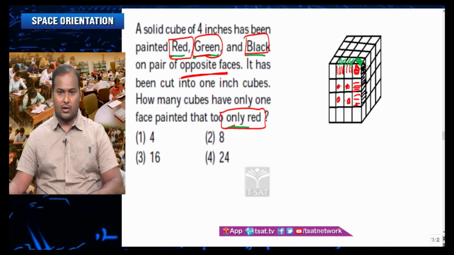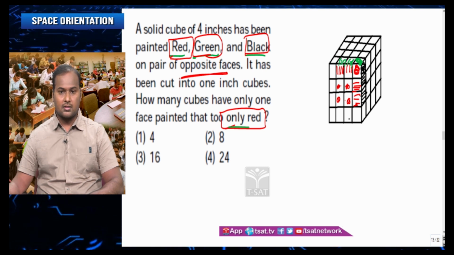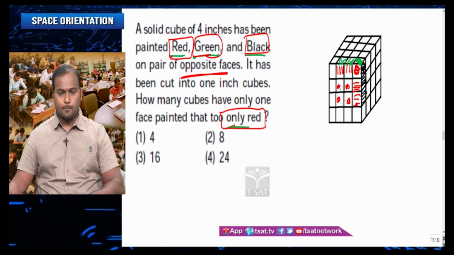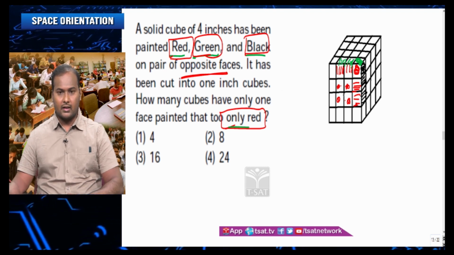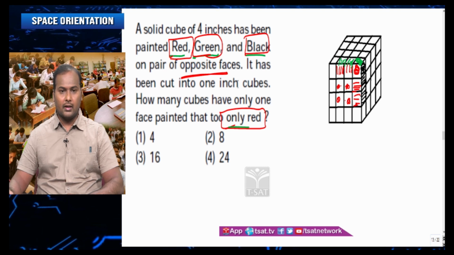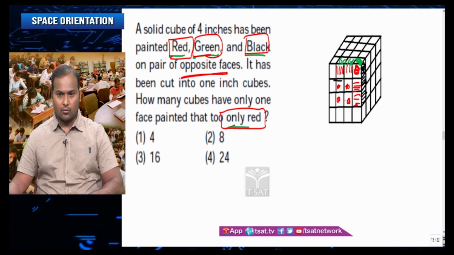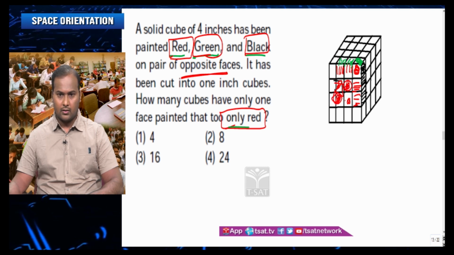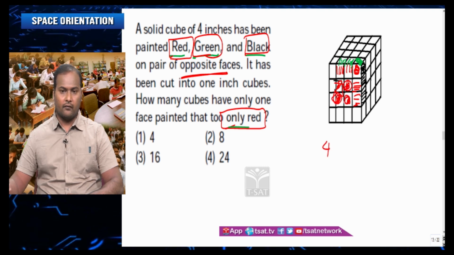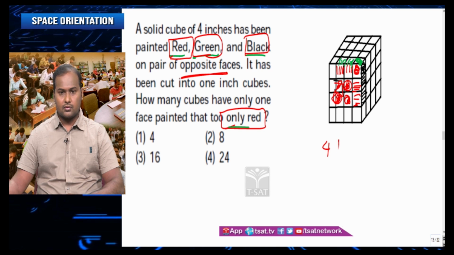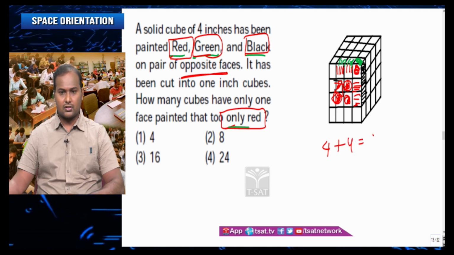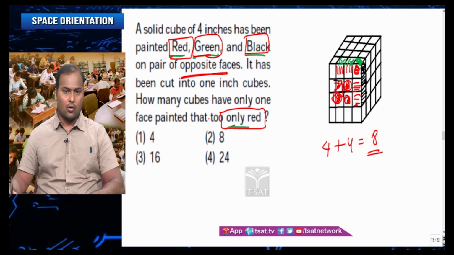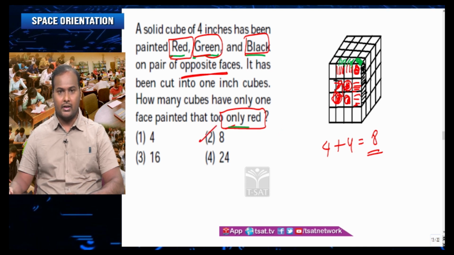All the 3 colors are possible in the corners. Only 2 colors are possible on the edges. I said that only 1 color is possible in the center. And it's asking only red. The red is in the front and back. Only red front is how many? 4. That is 1, this 1, 2, 3, 4. So front is 4. Obviously back is also red. So back is also plus 4. That is total answer is 8. Front plus 4 and back plus 4. Only red, your answer will be 8.